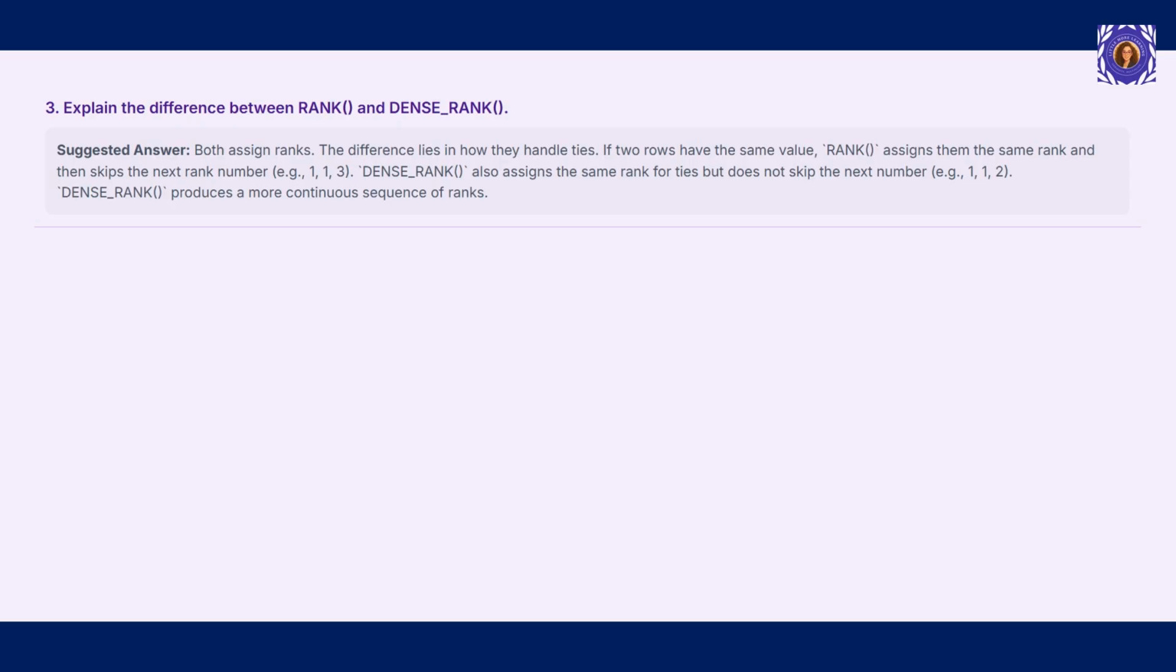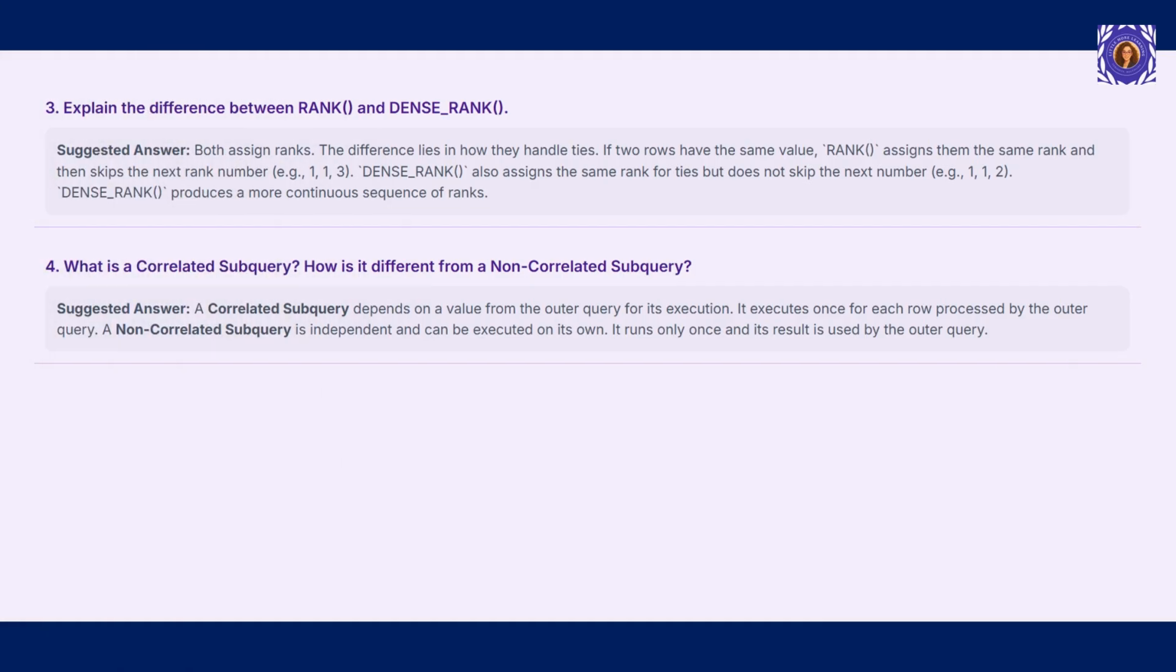The main difference is how they handle ties. Rank leaves gaps in the ranking, for example rank 1, 1, 3, while dense rank does not, for example rank 1, 1, 2. What is a correlated subquery? A correlated subquery depends on the outer query and executes once for each row, making it less efficient than a non-correlated subquery, which runs only once.